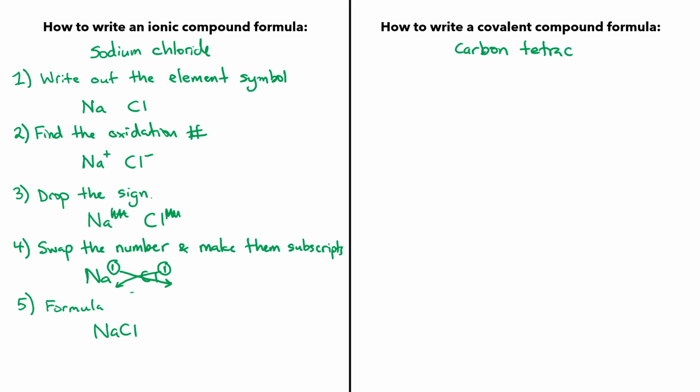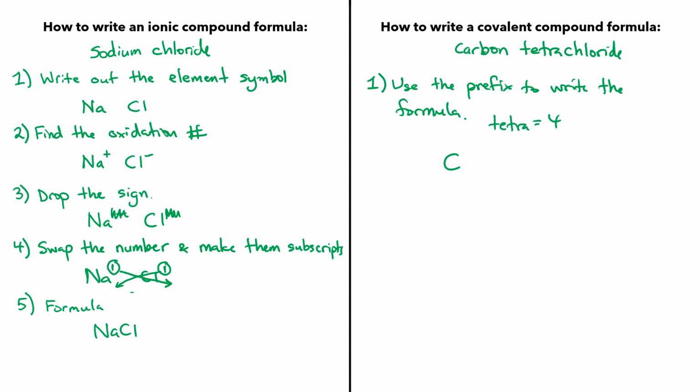For the covalent compound formula, we had carbon tetrachloride. There's really just one step. Use the prefix to write the formula. Since there's only carbon, we assume 1. So 1 C. Tetra tells us it is 4. So I'm going to make that 4 at the end of Cl. CCl4.